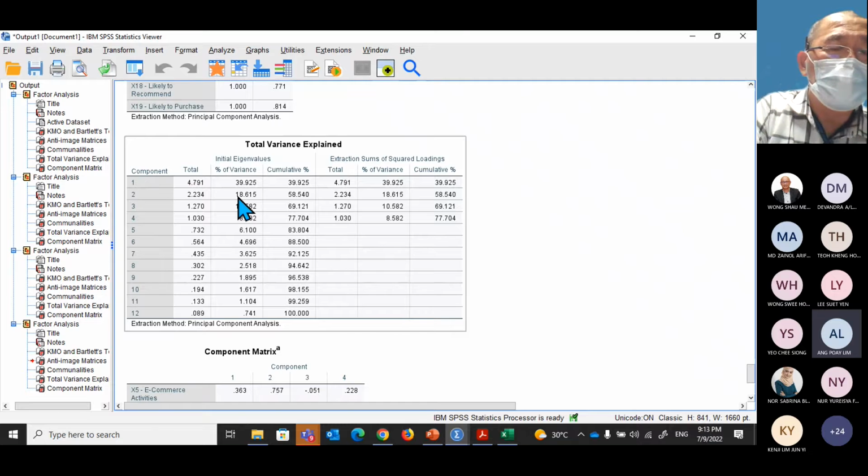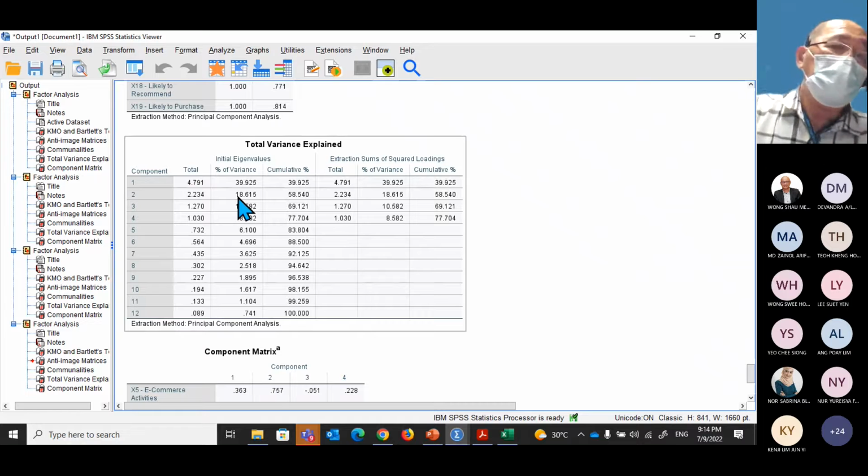Does it mean we need to drop components 5 until 12? I mean the eigenvalue column total, if less than 1, we need to remove? Yes, anything below 1, we don't want. Components 5 until 12 are less than 1, so correct. Well, not to say remove; we only take the first 4. Oh, okay. Got it. Thank you, sir.